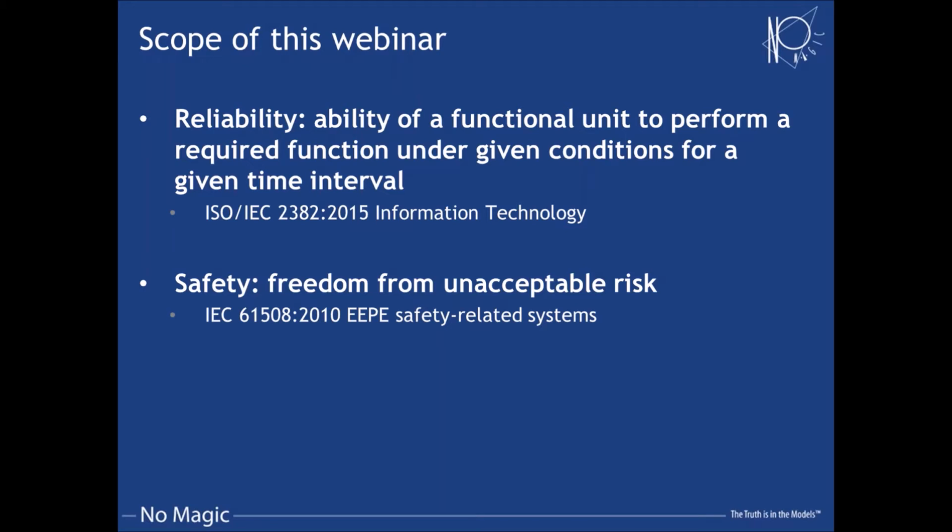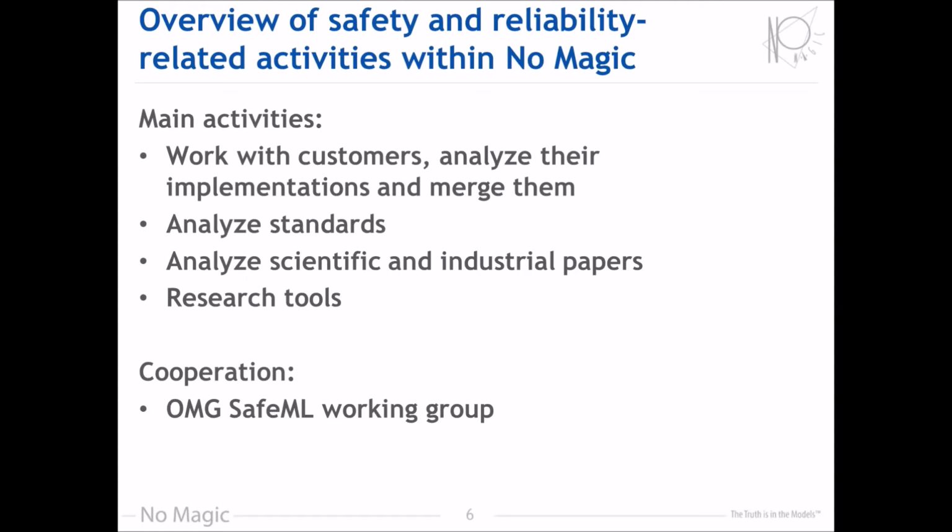So what do we mean by reliability? So for us, it's the ability of a functional unit to perform a required function under given conditions for a given time interval. And safety is freedom from unacceptable risk. So these are definitions taken from standards mentioned here. And as we mentioned, we'll cover just these two aspects in this webinar.